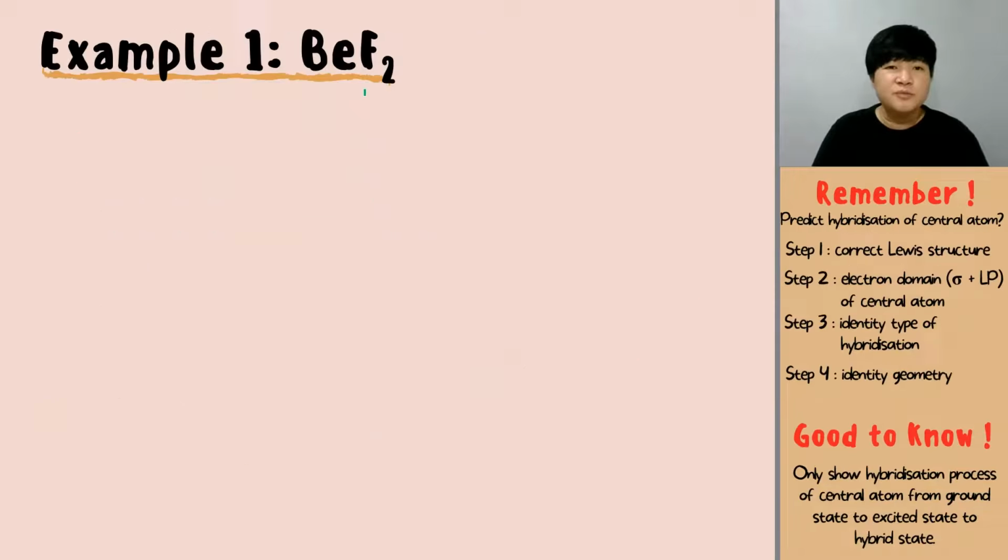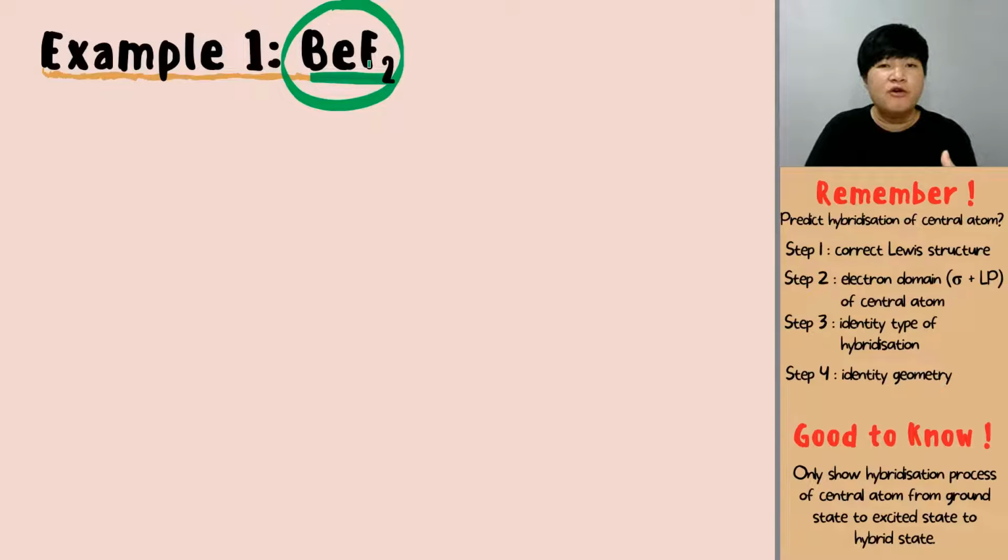Okay, so let's move straight into the first example that we have, beryllium fluoride, BeF2. Bear in mind, before you can go for your hybridization process, you must actually draw the correct Lewis structure, determine the electron domain, identify the type of hybridization and the geometry, then only we can move into the hybridization process. So let's start with the Lewis structure very quickly. As we all agree, by this stage in this video series, you should be very good at drawing your Lewis structure and determining the hybridization of your central atom. So in this case, I'll just draw it very quickly just to recall your memory.